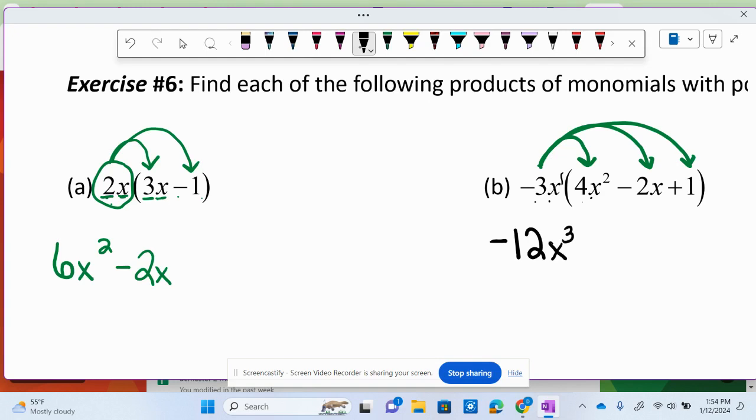Good job. Remember, there's a 1 there. Okay. Negative 3 times negative 2 is positive. X times x is x squared. Good job. Negative 3x times 1 is just that, negative 3x. Do you guys feel okay with that?